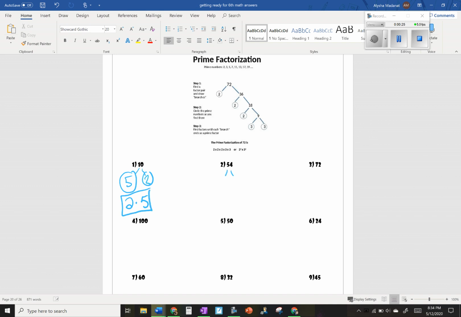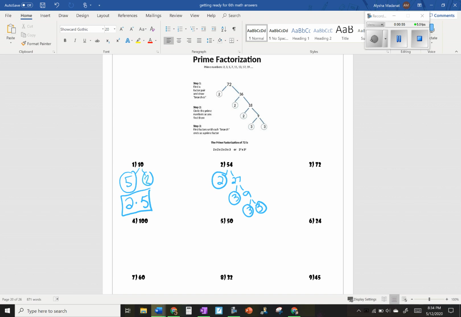Number 2 is 54. You can use many factors, but the biggest thing is if it's even, just use one that ends in 2. So 2 times 27 would give you 54. And then you're going to take 27, and break that down because it's not prime, into 3 and 9. And then 9 can still be broken down by 3 times 3. So 2 and your 3 3s are going to be your prime factors.